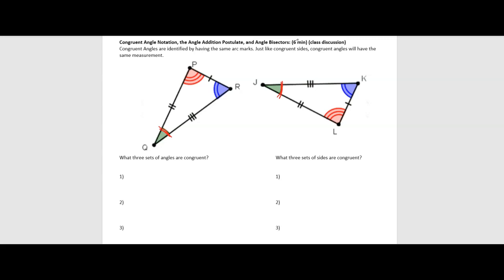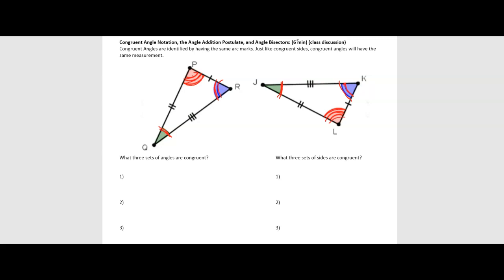That means that angle Q and angle J are congruent. They have the same measurement. So if one was 30 degrees, the other one would be 30 degrees. Same thing with this angle right here, angle R, 2 arcs, so it is the same measurement or congruent to angle K, and same thing with P. These arcs are already in red. So P and L are congruent.